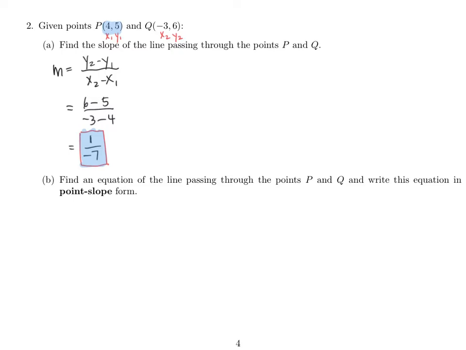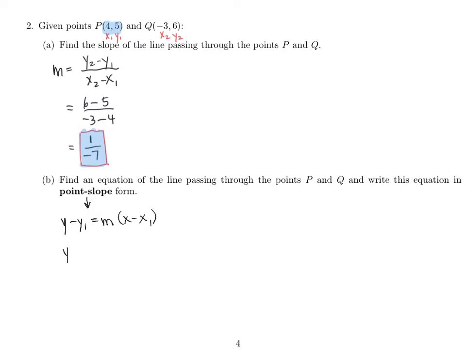So what you want to do here is you want to use the point slope form of the line. The point slope form of a line is y minus y sub 1 is equal to m times x minus x sub 1. Since it says write this equation in point slope form, all you have to do is plug in the information given and leave it in that form. You don't have to transform the equation at all.